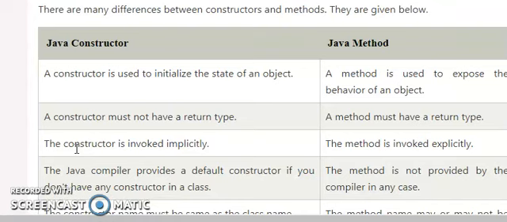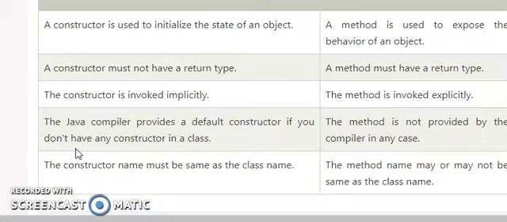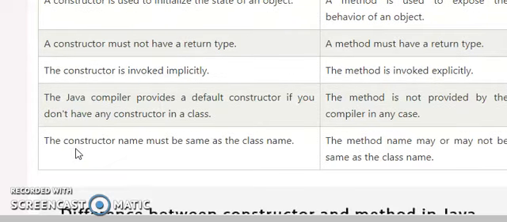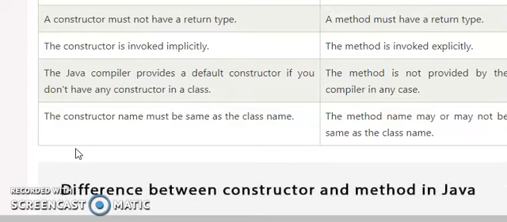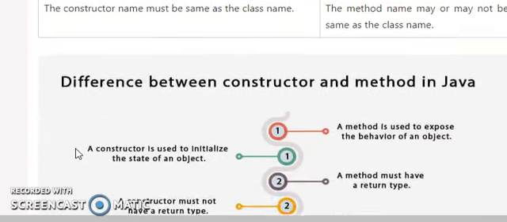This is also a most important point here. The constructor is invoked implicitly. The method is invoked explicitly by using the object. The Java compiler provides a default constructor if you don't have any constructor in the class. A method is not provided by the compiler in any case. The constructor name must be the same as the class name. The method name may not be the same as the class name. So these are all the differences between a constructor and a method in Java.